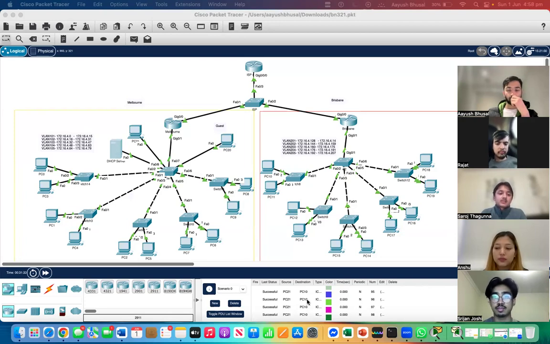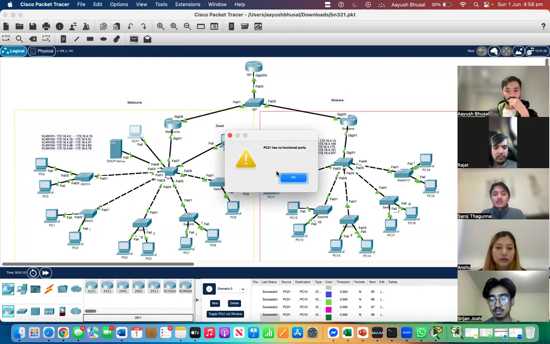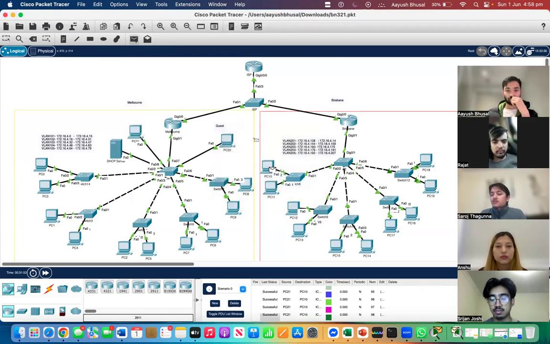So let's take an example. We have PC21. Sending a message from PC21 to PC10, which is our public computer, is a successful transfer, so it gets pinged successfully. But while transferring from PC10, which is the public server, to PC21, it shows that the message is not sending, so the ping does not happen properly. You can see the error message on the screen after sending the message from PC10 to PC21, which shows no pinging.